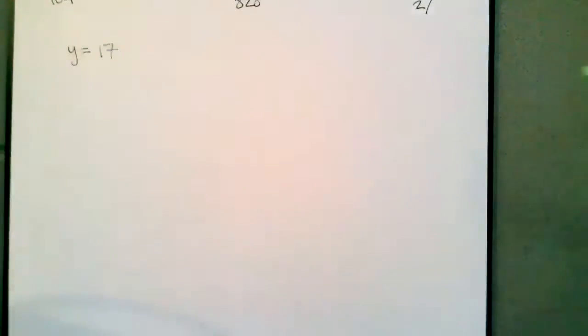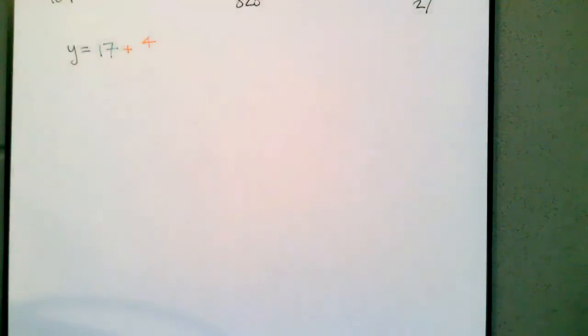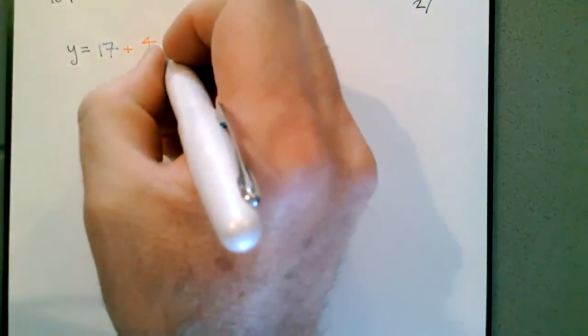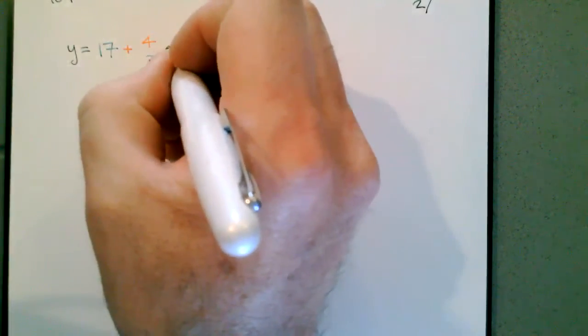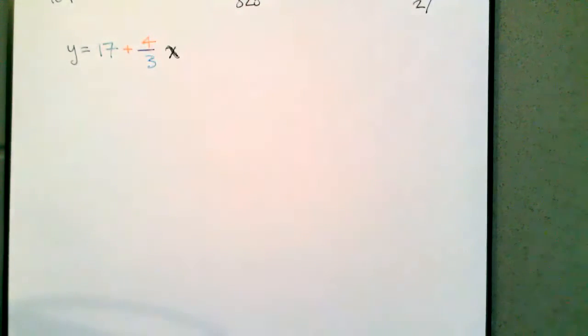So I've got this equation, y is equal to, start off at 17 and add 4 every 3 units. And we multiply by x because that's the number of units. What I want to do is represent the number of steps. I want the plus 4 to be multiplied by the size of the step, or by the number of steps.